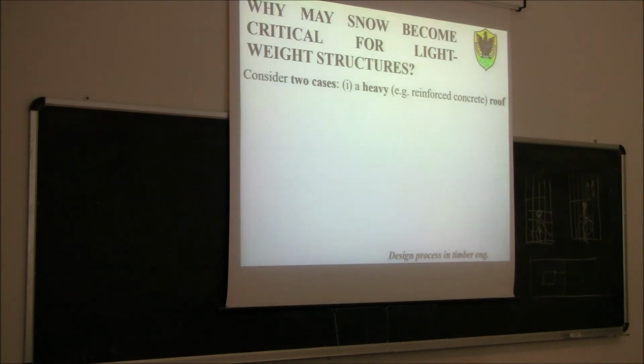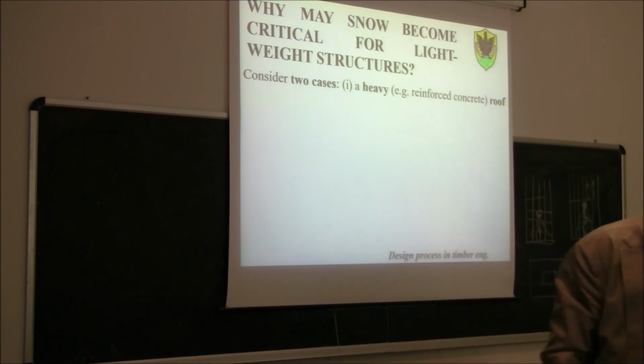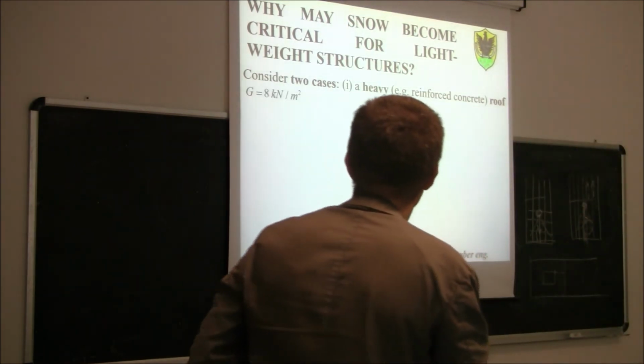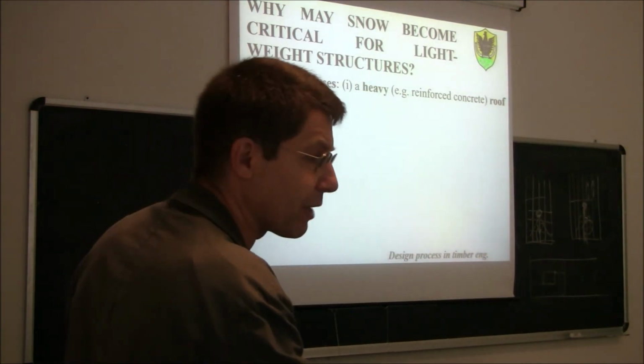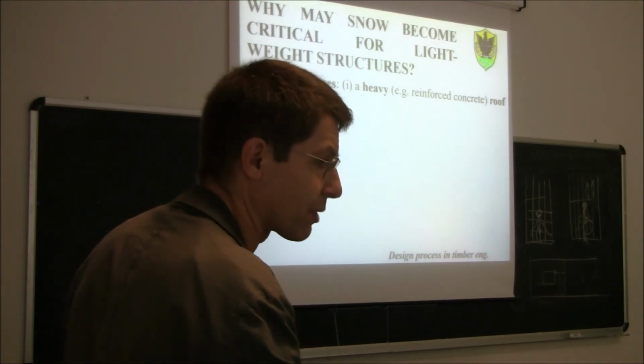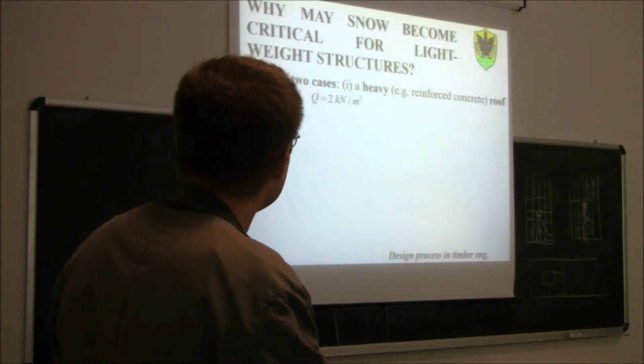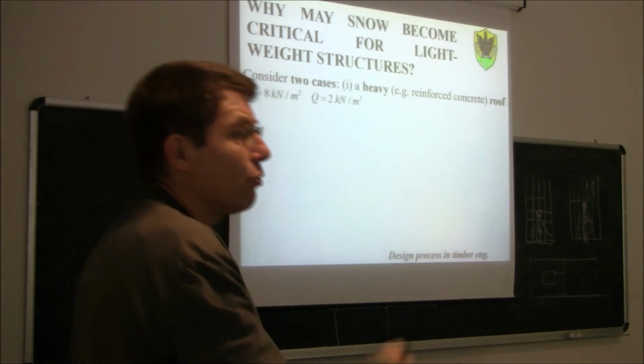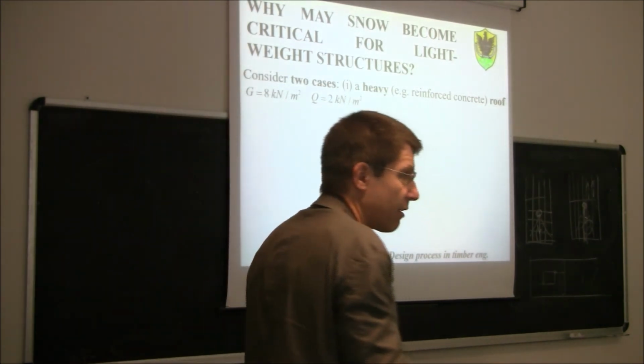Now, let's consider 2 different cases. First case, the case of a heavy structure, so a structure made of reinforced concrete. For example, if a roof is made of reinforced concrete, G, permanent load, could be something like 8 kN per square meter. And the design load, the snow load, could be 2 kN per square meter. This is a heavy design load.